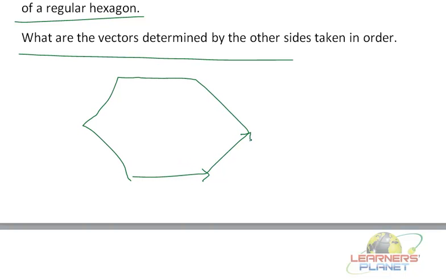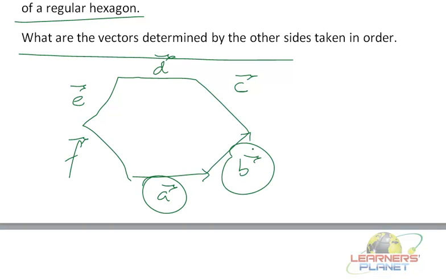sides are given to you in the form of vectors A and B, what are the vectors CD, DE, EF and FA in terms of A and B? This is basically the question. Now before attempting this, we'll try to understand the geometry of a regular hexagon so that things become simpler.